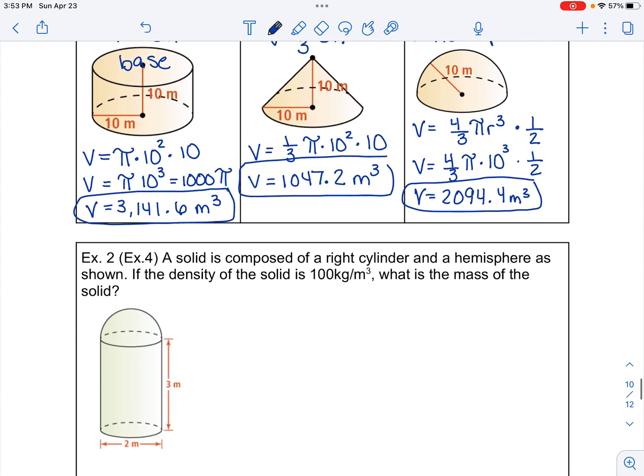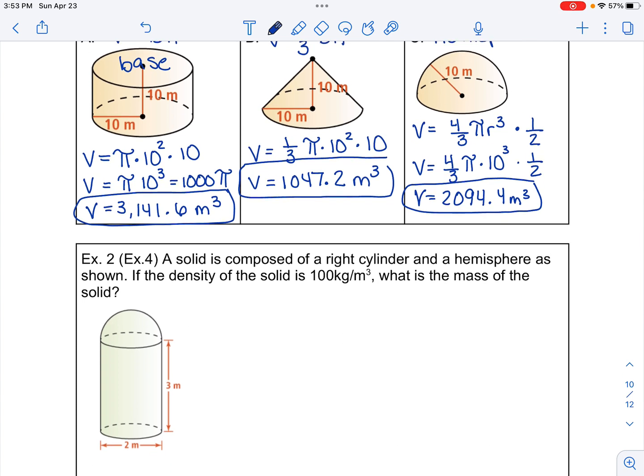this chapter. So now we're going to talk specifically, what if I combine some of these shapes? So you have to recognize what shapes do we see. We have in this one, this is example 4. If you want to open up your book examples, your e-textbook, and go through step by step with that. We have a solid composed of a right cylinder, that just means it's straight up and down, and a hemisphere as shown. If the density of the solid is 100 kilograms per meters cubed, what is the mass of the solid? So when we talk about density, we want to know the volume of it first.